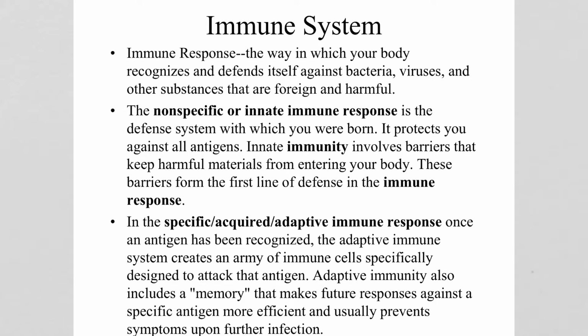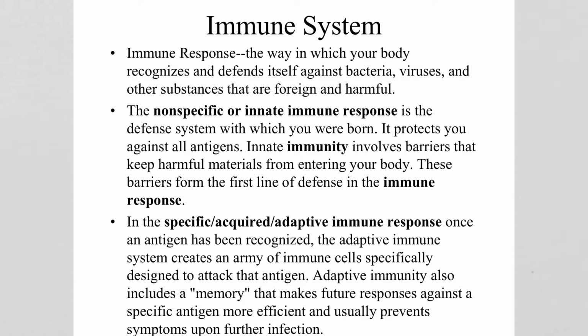The immune response is the way in which your body recognizes and defends itself against bacteria, viruses, and other pathogens that are foreign and harmful. We're going to talk about two main divisions of the immune system. The first is the nonspecific, also known as the innate immune response. It's the defense system with which you're born. It protects you against all antigens, all pathogens. It involves barriers that keep harmful materials from coming into your body. This is the first line of defense.